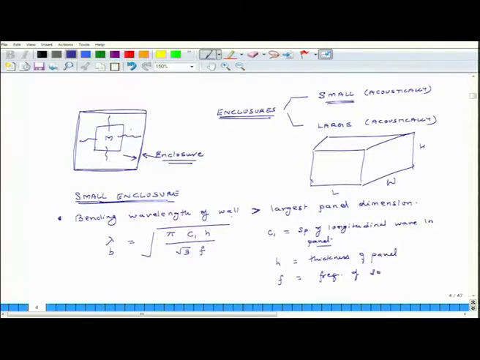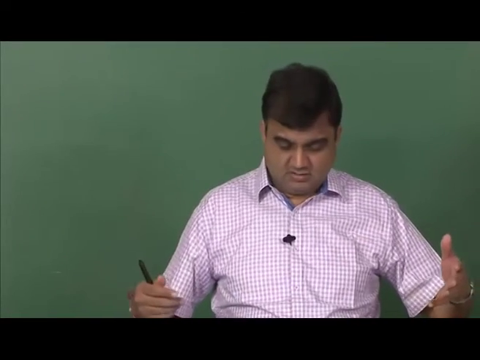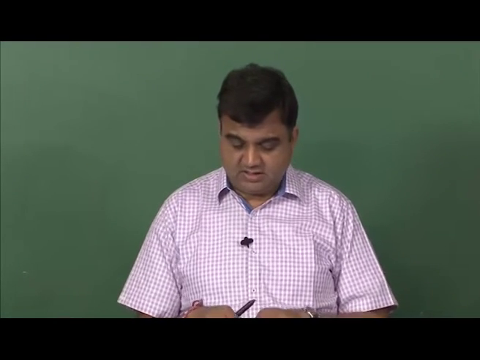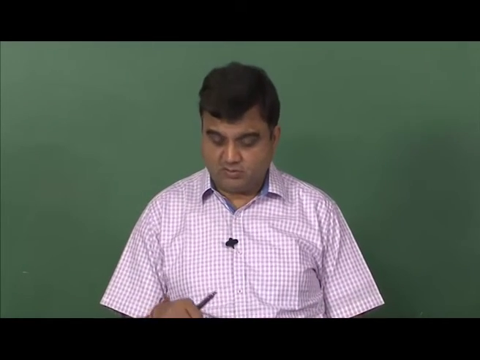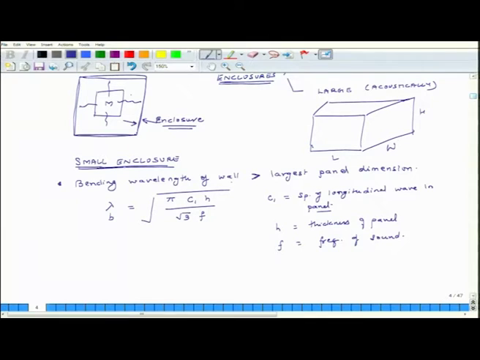of sound. So, if the machine is just generating a single frequency, then we will calculate the bending wavelength associated with that frequency. If it is generating a lot of frequencies, then we will compute the smallest possible wavelength associated with the largest frequency, and then we will see whether that smallest wavelength is more than the largest panel dimension or not. If it is more, then it meets our condition. So, this is the first condition for the enclosure to be small, and then there is another condition.